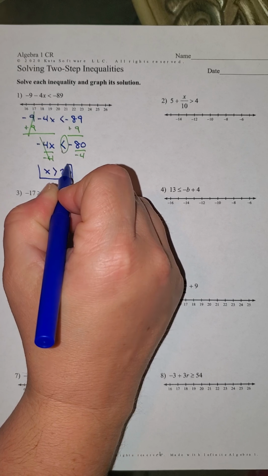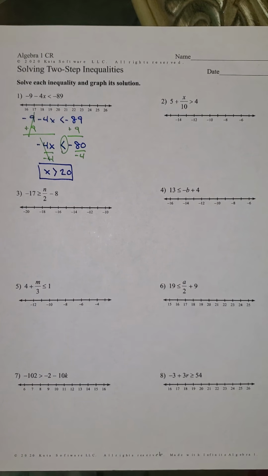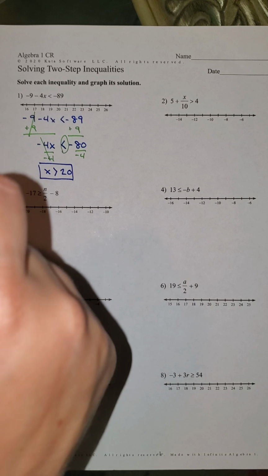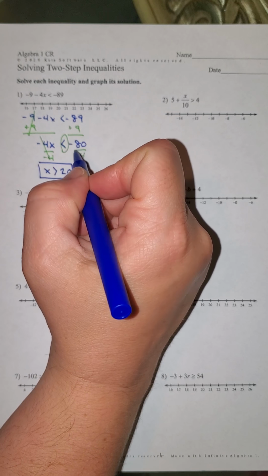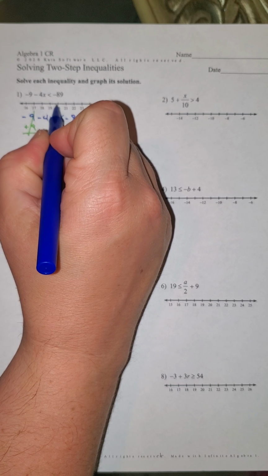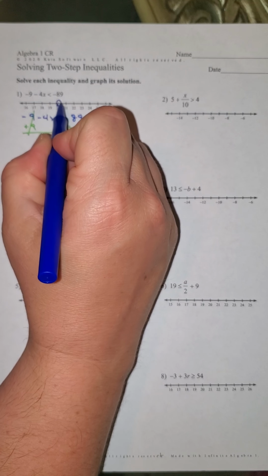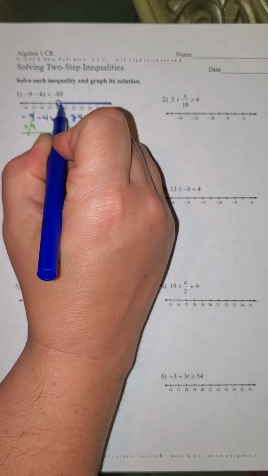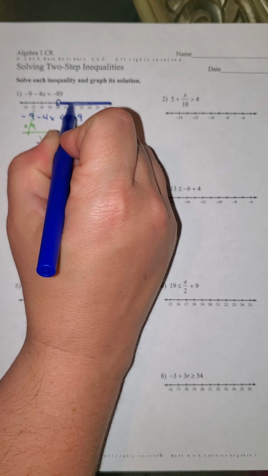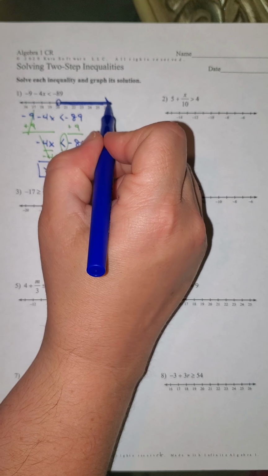And that's your answer. You'll be able to check because the answers will be on the last page just like they were before. Remember, that's an open dot at 20, and greater than means we shade to the right. And that's it.